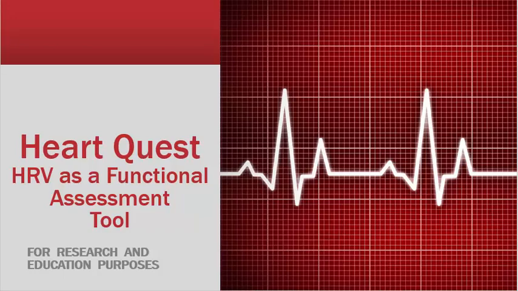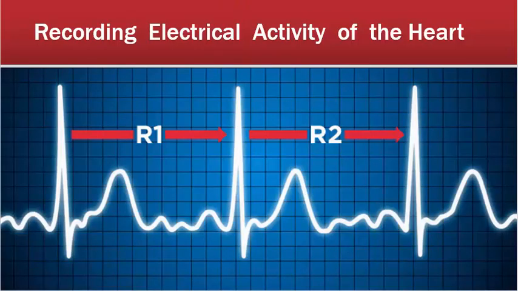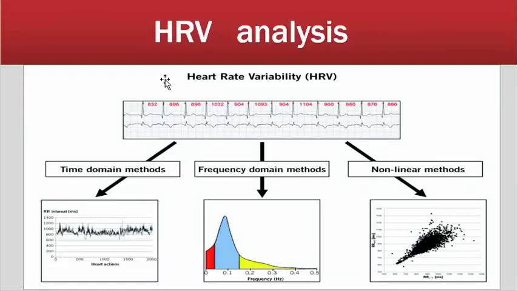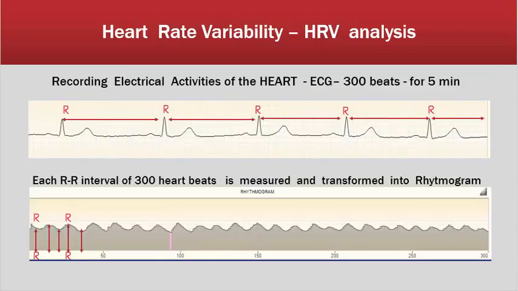So let's start and see how heart rate variability works. First we record the electrical activity of the heart, the electrocardiogram, and then the computer helps us calculate each RR interval, which is showing up over here, for the HRV analysis. We have three different calculations. One is called time domain, the second is a frequency domain method, and the third is a non-linear method analysis. Let's go more in depth and see what the difference is.